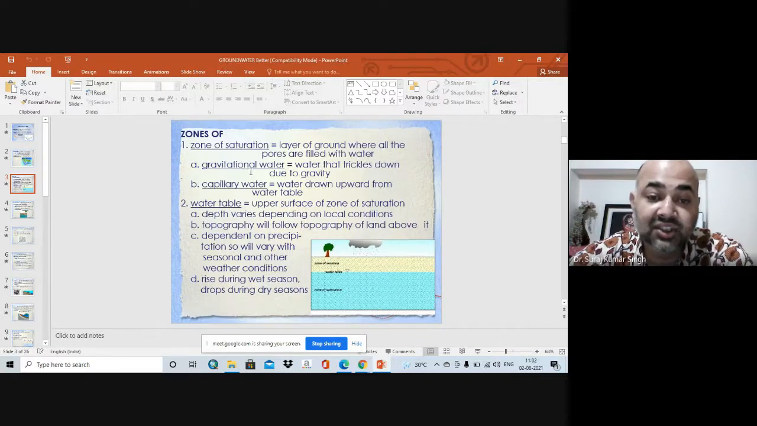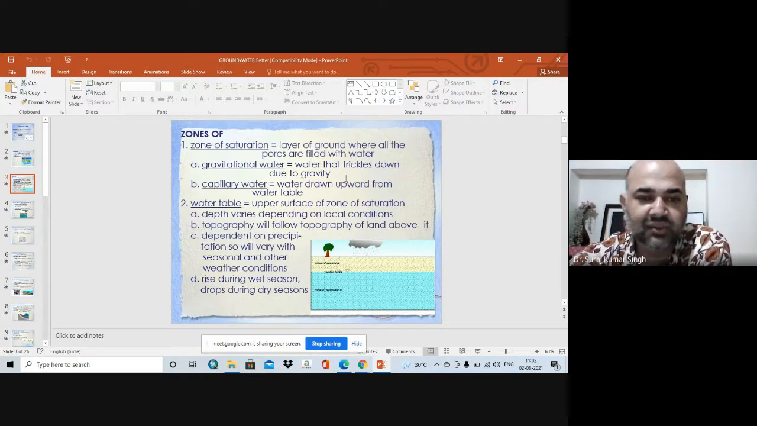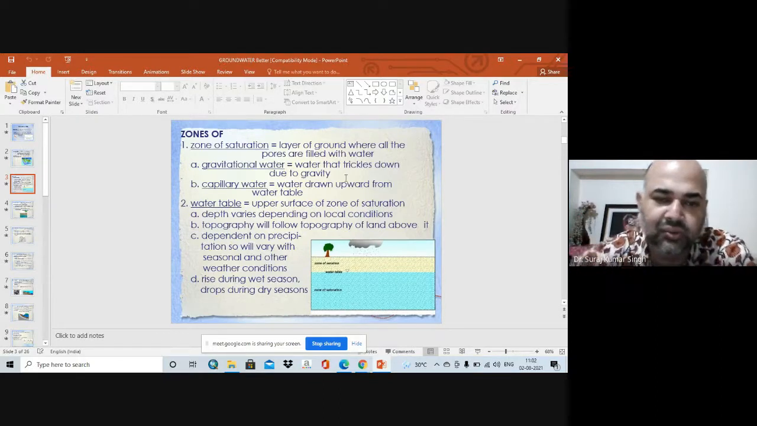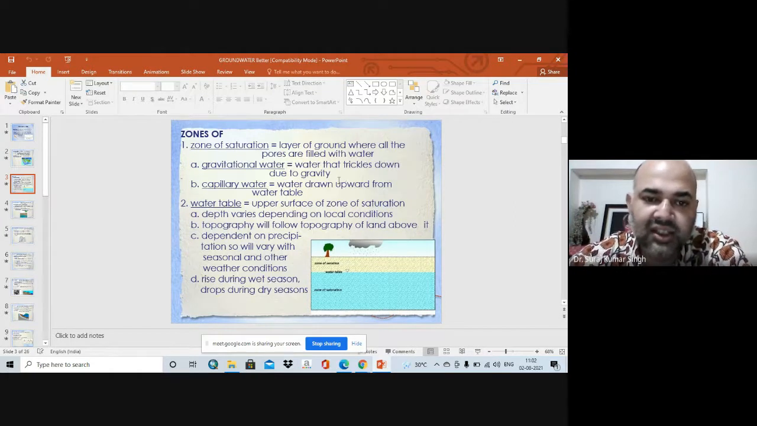One is gravitational water, where the water trickles down due to gravity. That is natural; because of gravity, there will be a downward movement of the water. The other one is the capillary rise of the water, where water is drawn upwards from the water table. Now there you can see a water table written. So what does the water table denote and how can you define it? The water table is the upper surface of the zone of saturation. So in a single definition, you can define the water table as the upper surface of the zone of saturation.